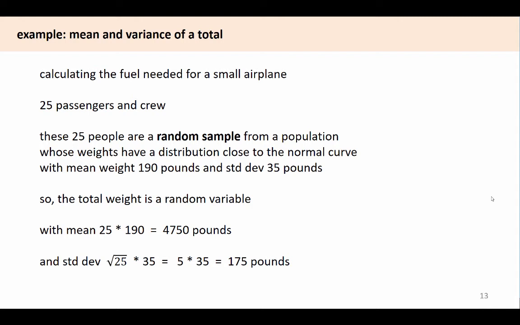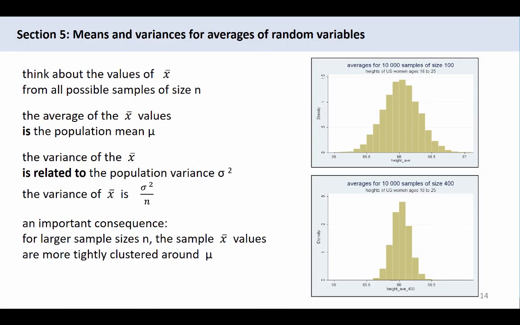So the total weight is kind of a derived random variable off of this, and the mean is just going to be n times 190. 25 times 190 is 4750. The standard deviation is going to be the square root of 25 times 35, because the variance is n sigma squared. 5 times 35, or 175 pounds. And we'll go through and do more details on where these results are coming from and how to use them for this problem. So we're also going to think about means and variances for averages of random variables.